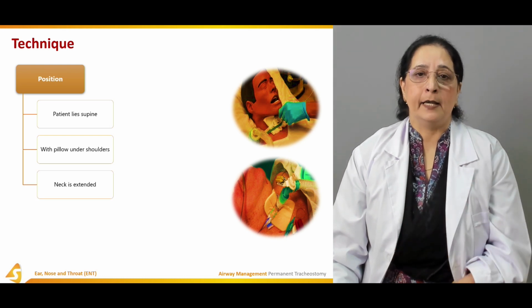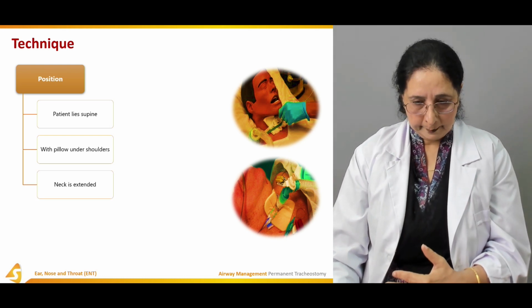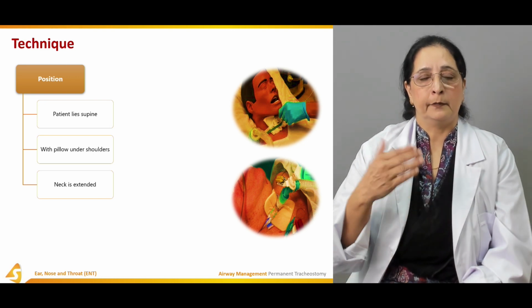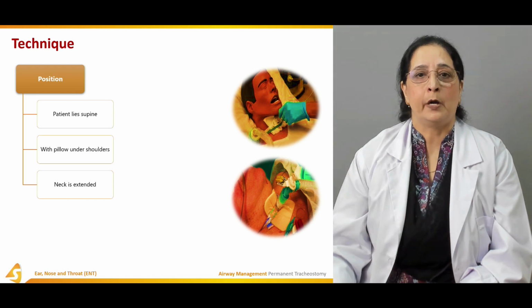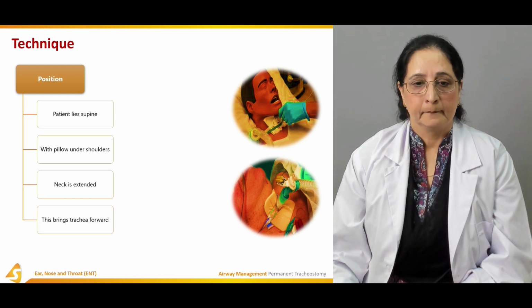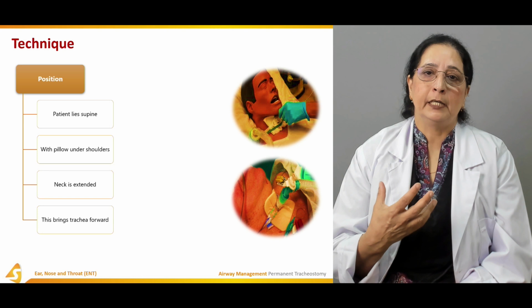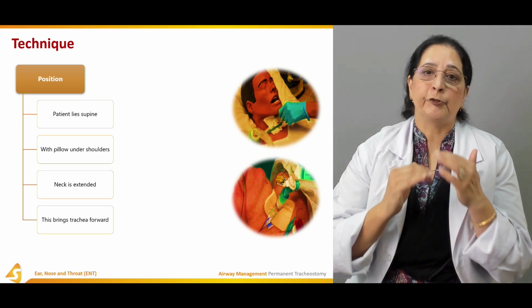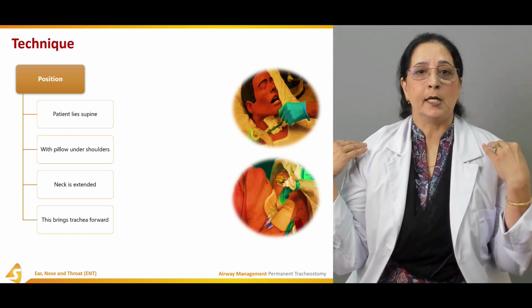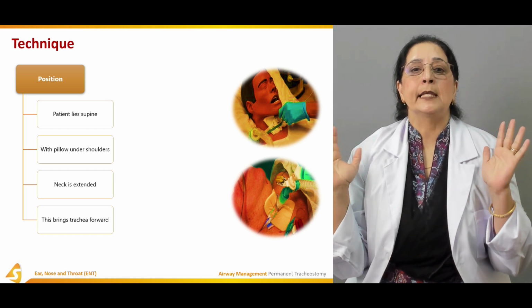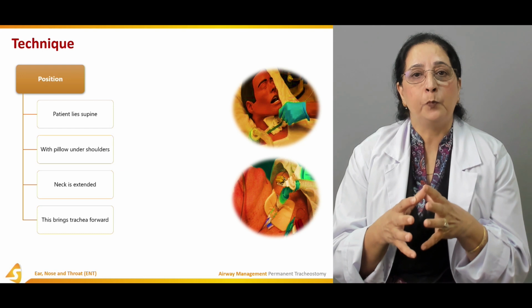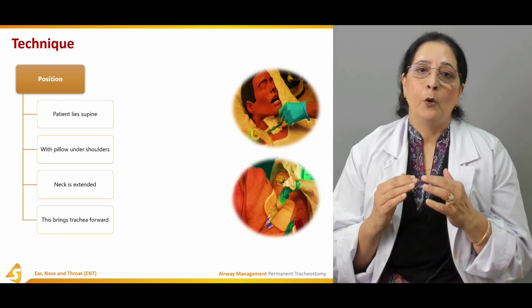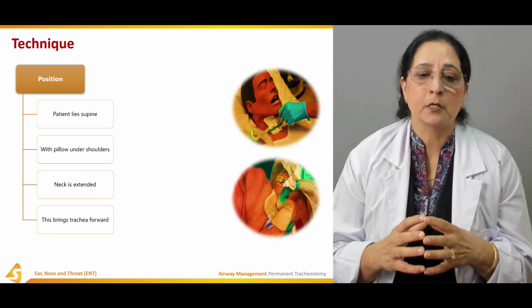Neck is extended. This is flexion, bending. Extension is bending backward, so the head is extended. This brings the trachea forward. So it's important that it is bringing the trachea forward. So pillow under the shoulder, neck extended, patient supine. That's the position in which the patient should be while performing tracheostomy.